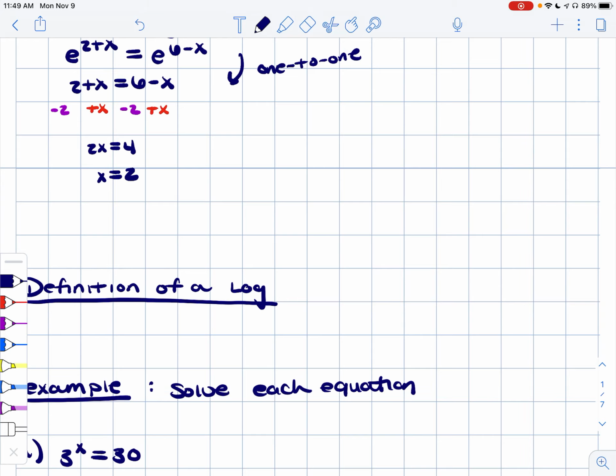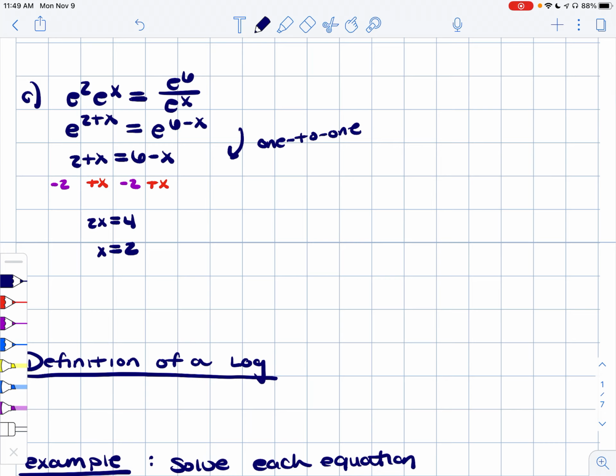All right, so there is one more example using this one-to-one property in the notes on Blackboard, so definitely go through and look at that, make sure you understand it. But we're going to end our video here, and in the next video we're going to look at solving exponential equations using the definition of a log. So keep watching.